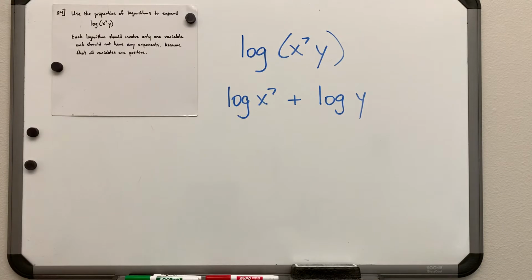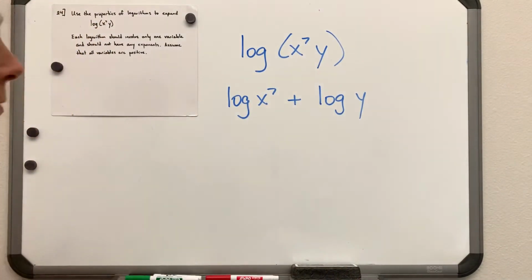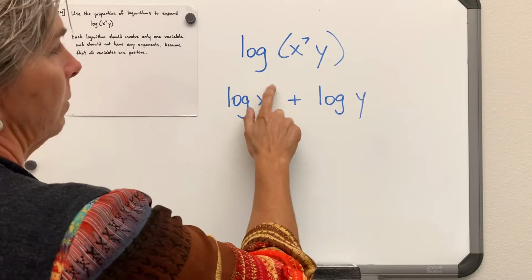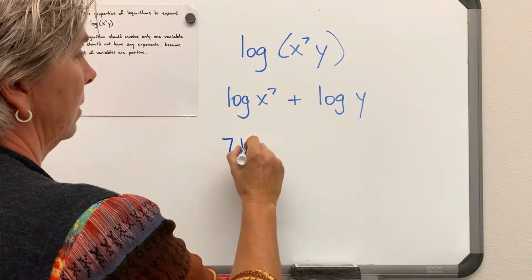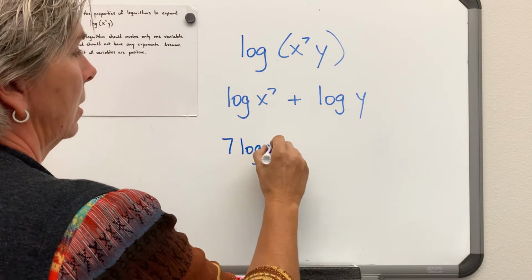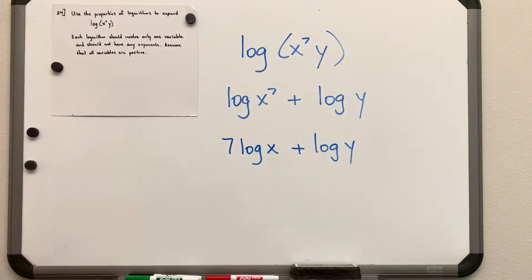And the reason is because logs are related to exponents. So it's kind of like, remember when you multiply bases, you add the exponents. So this multiplication converts to addition with the 2 logs. Okay, another property of logarithms is that if you have an exponent, you can pull it out in front of the log as a factor. So I can pull it down as a 7 log x plus log y. So this is the expansion, and that would be the answer.